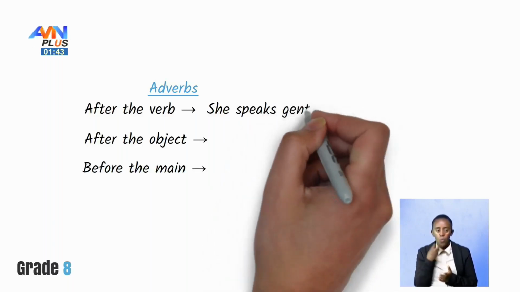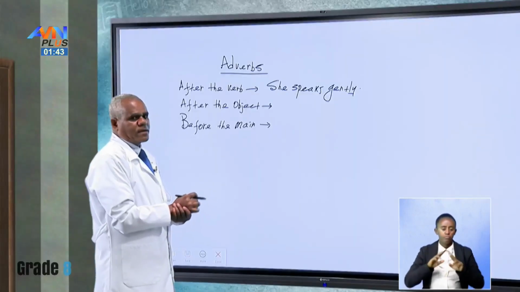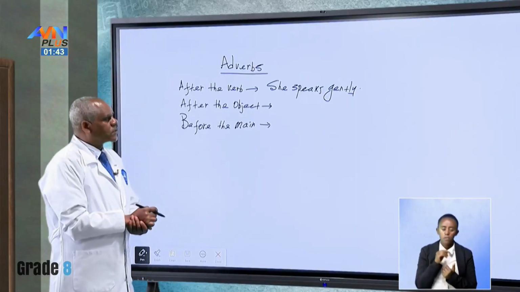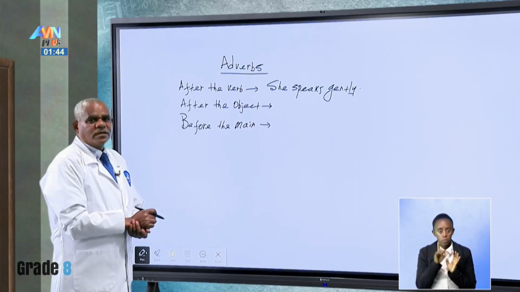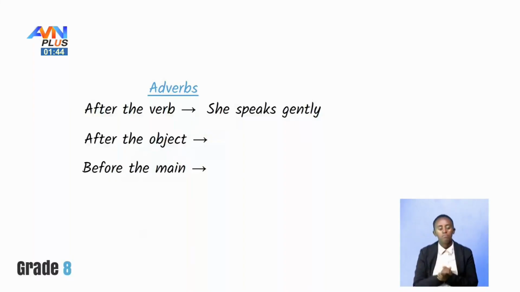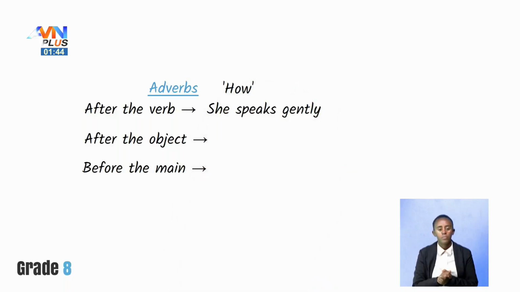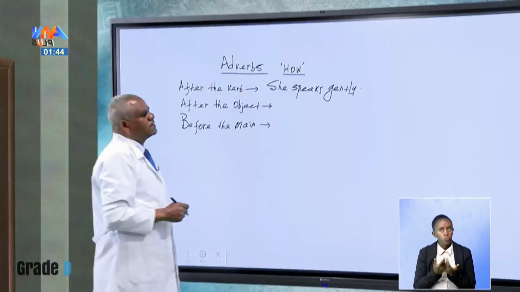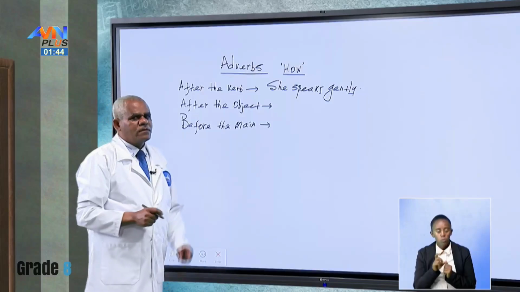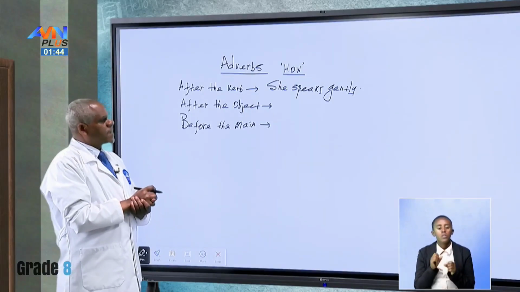Obviously, she speaks gently. How does she speak? The very important question word to identify from the given sentence is HOW. Don't forget, students, when you ask this question, you are able to get an adverb from the given sentence. So how does she speak?